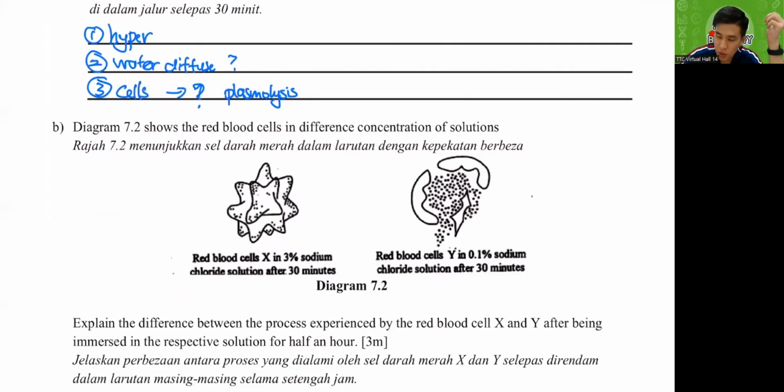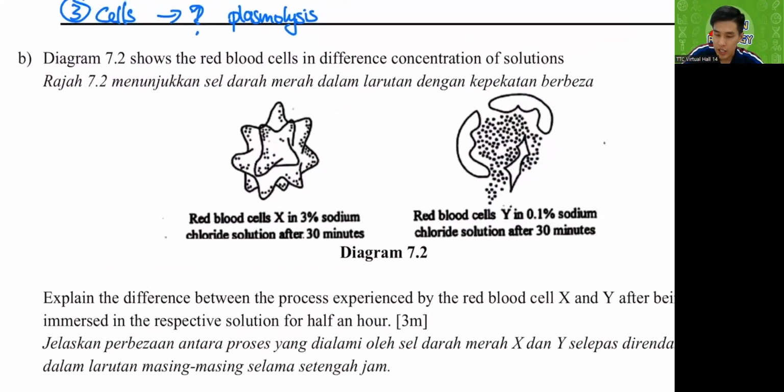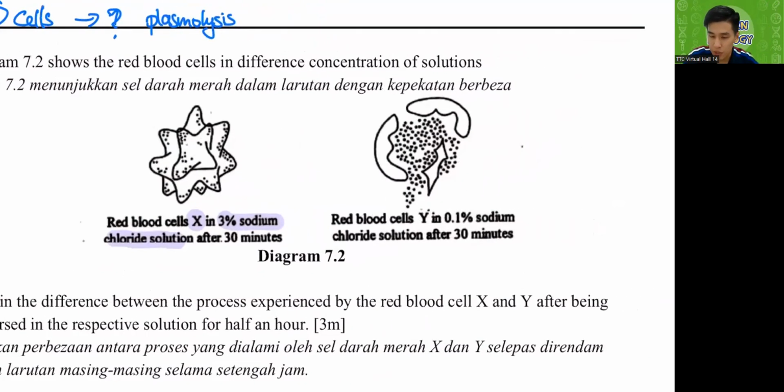Okay, next. Now this one also you do yourself lah. So this one very simple. Now look carefully. This is the one that was telling me just now. See, they say red blood cell X put in 3% sodium chloride solution, salt solution. And this one Y, they put in 0.1%. So just now we say the red blood cell got how many percent? 0.85. Right? So 0.1 is less than 0.85. That's why you can see the cell already burst, rupture. So this is hypo. So this is hyper.